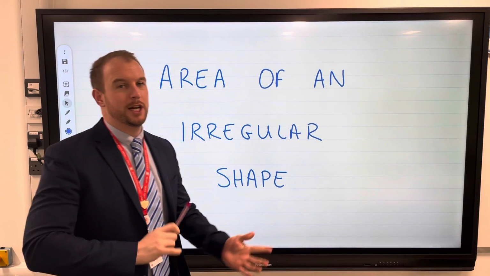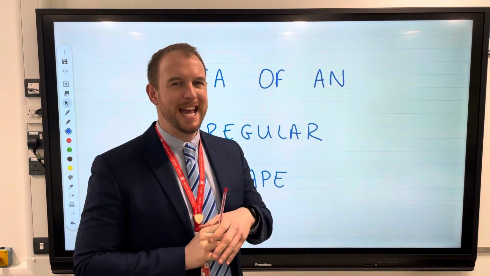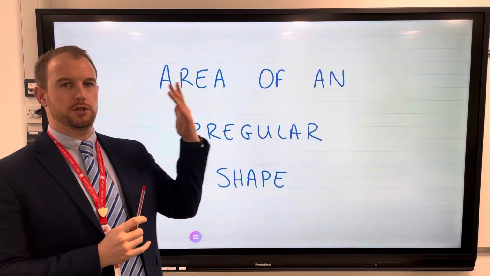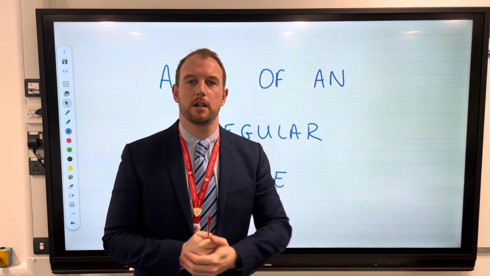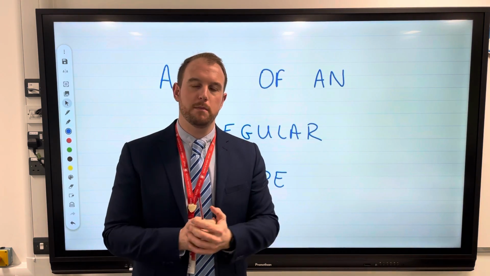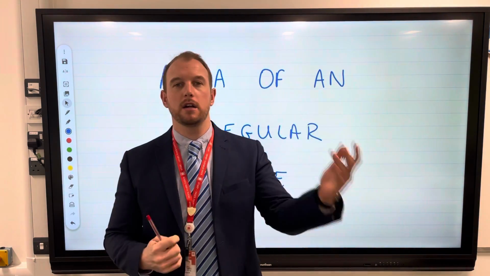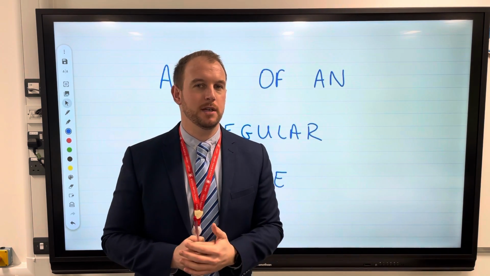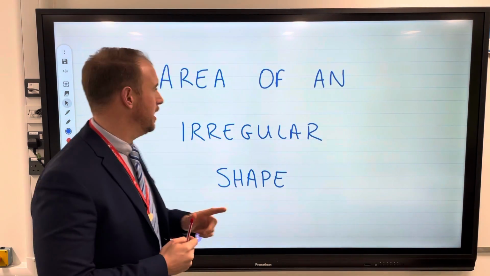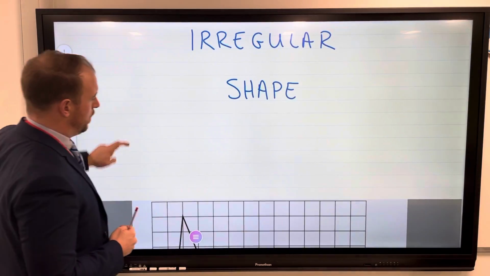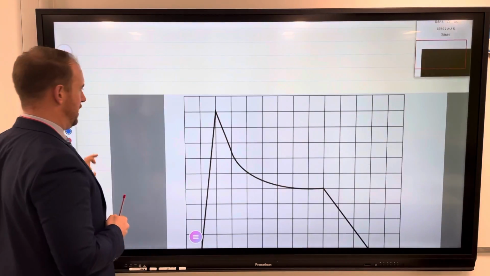So today we are looking at calculating the area of an irregular shape. Now, I know you're used to calculating the area of, say, a rectangle by using the length and width and multiplying them together, or a triangle by having half the base times the height. But what if it's irregular? What if it looked like this?